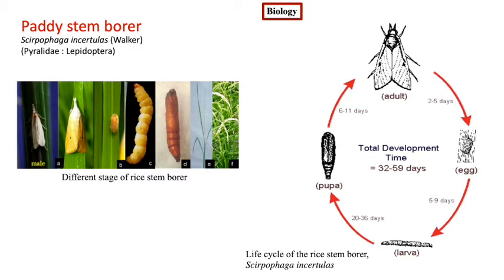The newly hatched pale white larva enters the leaf sheath and feeds for 2 to 3 days and bores into the stem near the nodal region. Usually only one larva is found inside a stem, but occasionally 2 to 4 larvae may also be noticed. The larvae become full grown in 33 to 41 days and measure about 20 millimeter long.